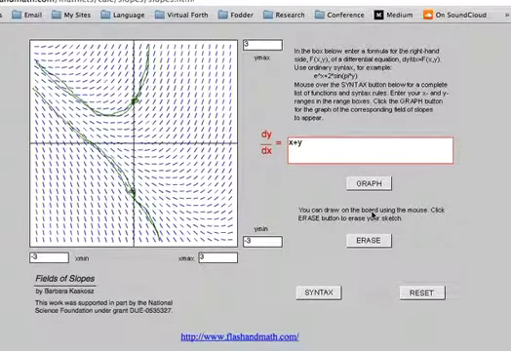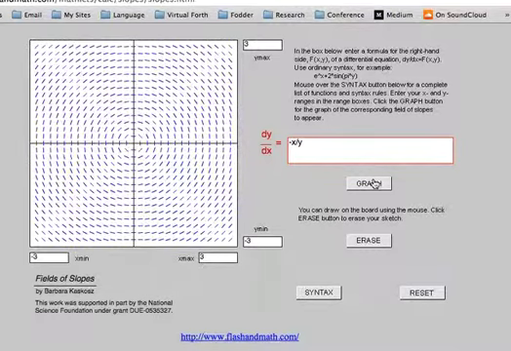So let's go ahead and move on from here. Let's go ahead and erase that. Now, one of the ones that we did before was -x divided by y, and we noticed that that gave us circles. What do you suppose happens if I go x over y? Well, let's go ahead and take a look.